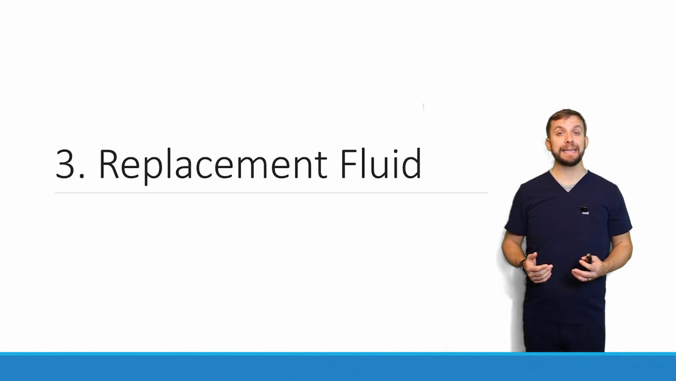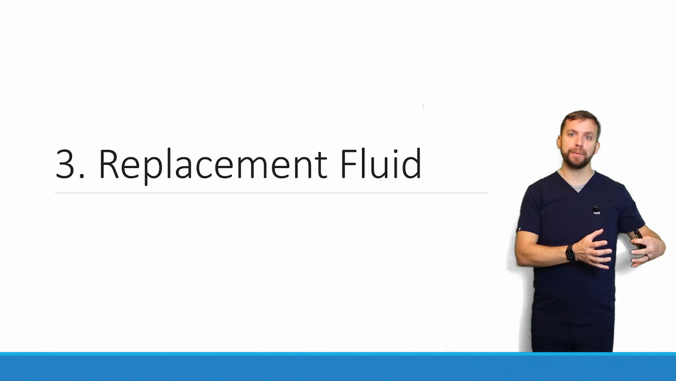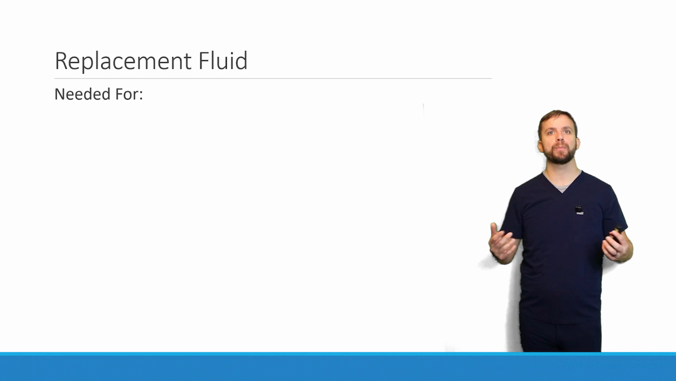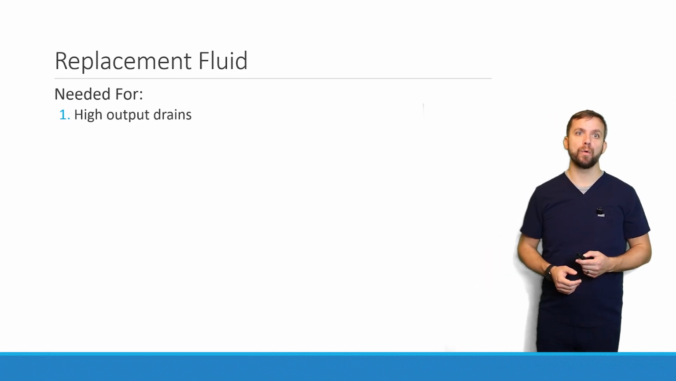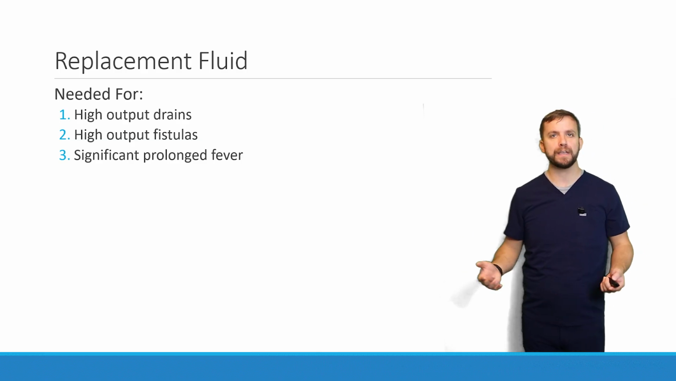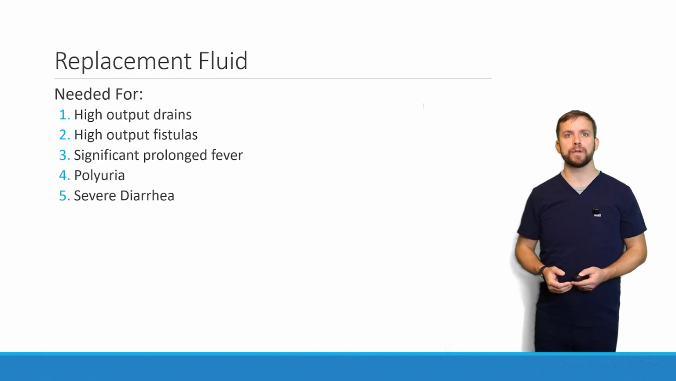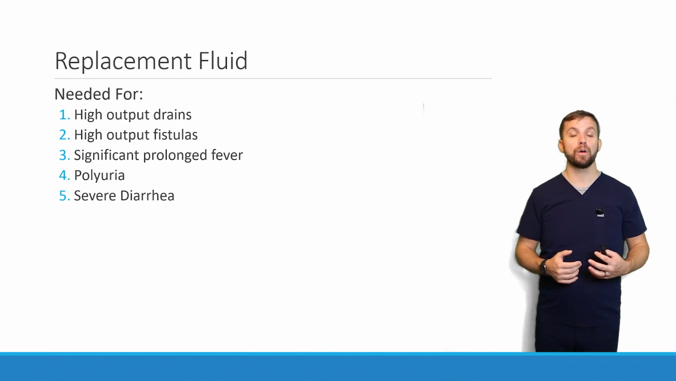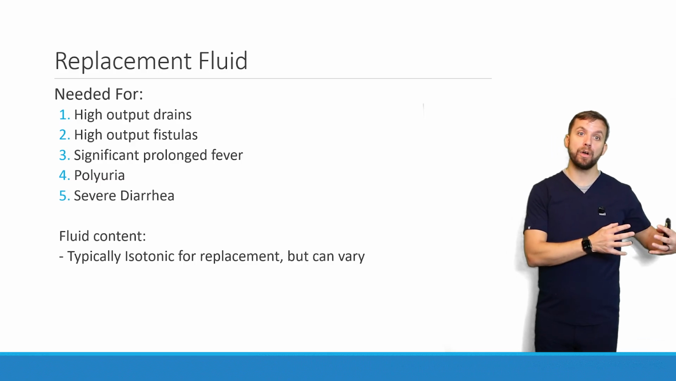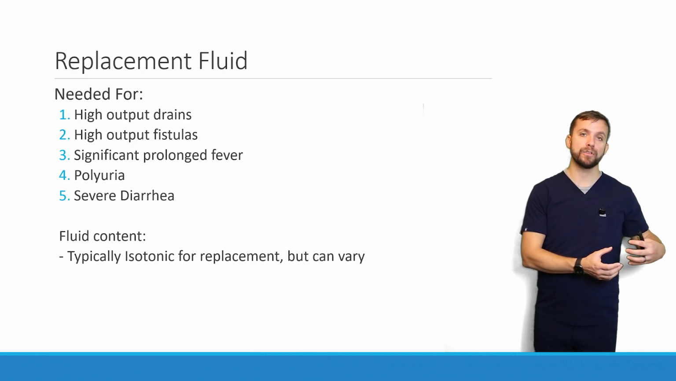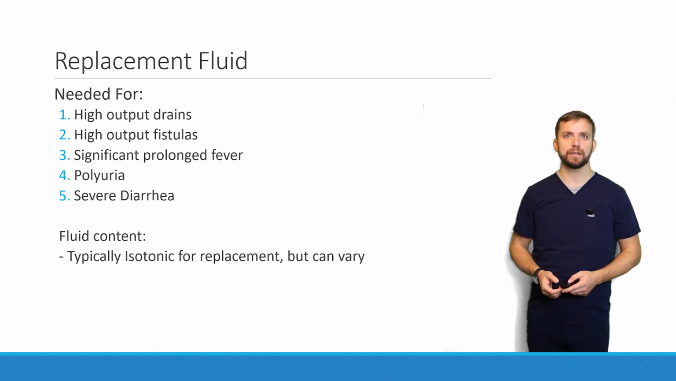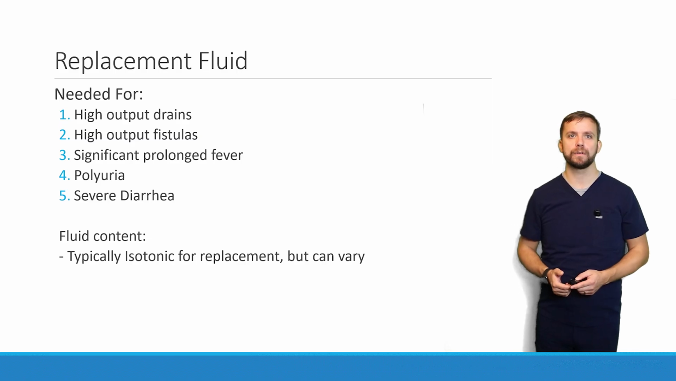Next, we're going to talk about replacement fluid. This is whenever you have some sort of larger output and you need to make sure you replace that if it can't be replaced orally. So it's needed for high output drains, high output fistulas, significant prolonged fever, polyuria, and severe diarrhea. These are all what would be called replacement fluid. Typically, these are going to be more in the isotonic area. So if you're doing replacement fluids for these losses, you do want to use isotonic fluid, but it can vary depending on what you're losing.